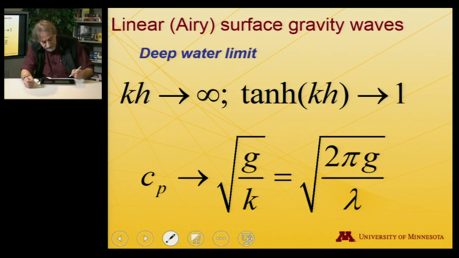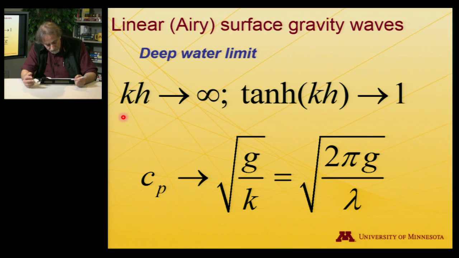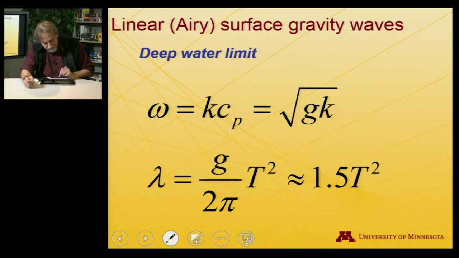So the next couple of slides just show the algebra of this a little bit more. In the deep water limit, where kh tends to infinity, the hyperbolic tangent tends to 1, and our wave speed goes to this square root of g over k value, which is just written out here in terms of the wavelength.